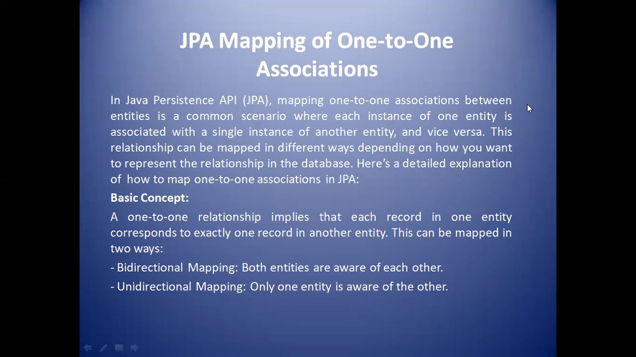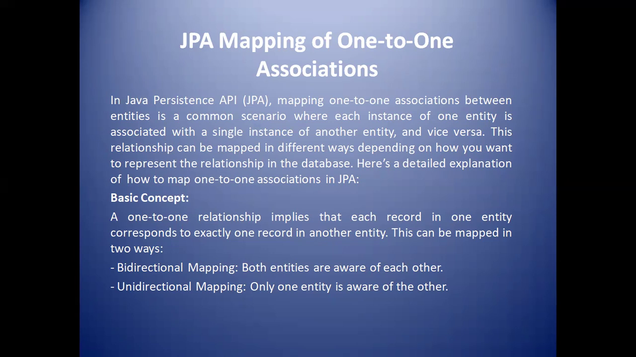So in this video, we'll learn about JPA mapping of one-to-one association. It is a one-to-one mapping in Java Persistence API, mapping a one-to-one association between the entities. Entity is nothing but a table. So one-to-one table mapping is a common scenario in which each instance of one entity is associated with a single instance of another entity, and vice versa. So another table having another entity.